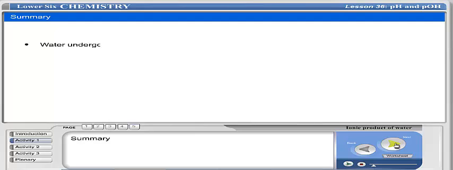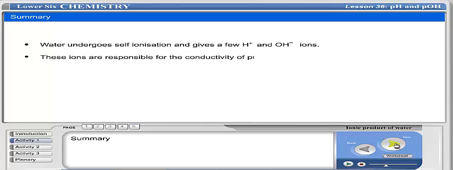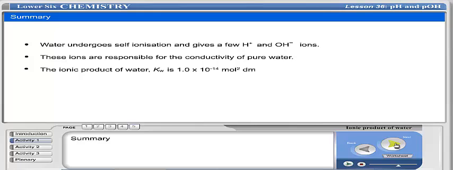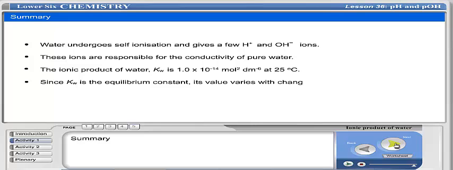Summary: water undergoes self-ionization and gives a few H+ ions and OH- ions. These ions are responsible for the conductivity of pure water. The ionic product of water, Kw, is 1.0 × 10⁻¹⁴ mol² dm⁻⁶ at 25°C. Since Kw is the equilibrium constant, its value varies with change in temperature.